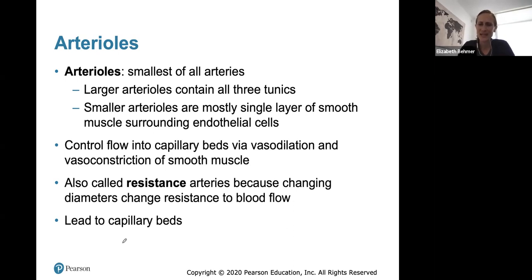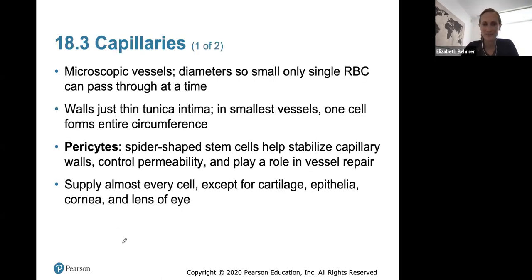Larger arterioles contain all three tunics, but smaller ones are mostly just a single layer of smooth muscle. They will control blood flow into capillary beds by vasodilation and constriction of smooth muscle. And they're also called resistance arteries because changing the diameters of arterioles changes resistance to blood flow, and they will lead directly into the capillary beds.